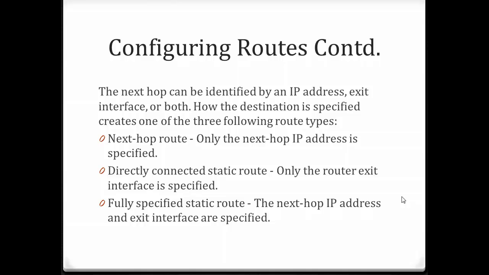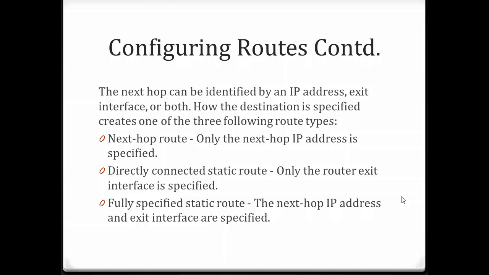And the next hop can be identified by the IP address, exit interface, or both. How the destination is specified creates one of the following three route types. We either have the next hop route. This is only the next hop IP address is specified. So you would list the next closest interface of the next closest router's IP address for that next hop route.